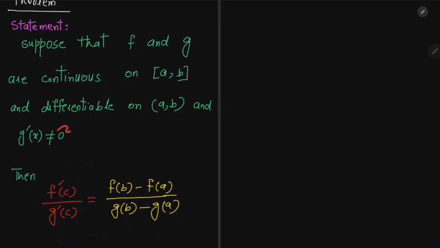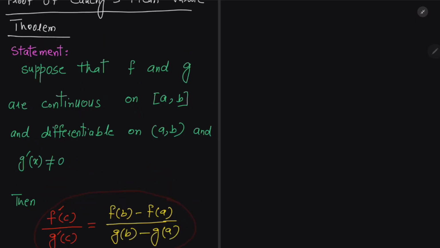There is one condition in this statement: the derivative g' must not be equal to 0. If g'(x) is equal to 0, you can see that g'(c) will also be equal to 0 and the expression will become infinity. So we want to avoid this. This is a very surprising result from Cauchy.